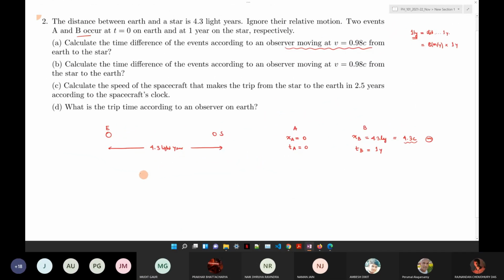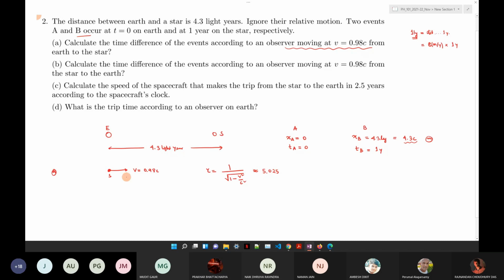Anyway, okay, next question A. In A, it is given that an observer is moving from Earth to the star. So there is one spaceship moving along this direction with v equal to 0.98 c. Once you get v, always try to write gamma, and the gamma formula is 1 over the square root of 1 minus v square by c square. If you put in the values, gamma will come out to be approximately 5.025.